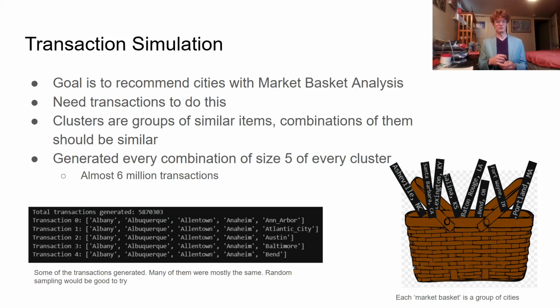But I ended up doing combinations of the transactions. Some of those are seen in this bottom corner here. It's like 5.87 million I ended up with, which was probably too many, as we'll see later. But a lot of them were very similar. So this is kind of what I was looking for: Albany and Albuquerque are going to occur in a lot of different transactions. So potentially there's an association between those two, because they appeared in a lot of clusters together. So they will appear in a lot of transactions together.